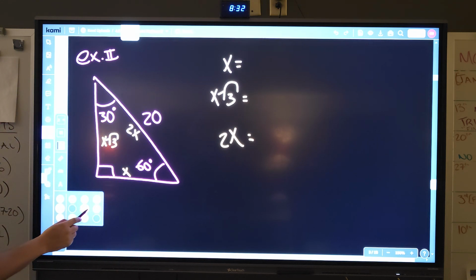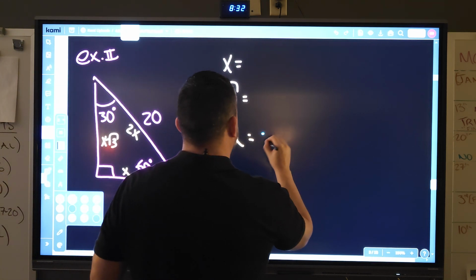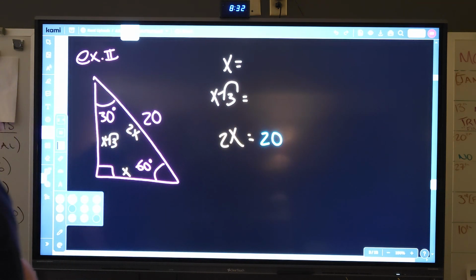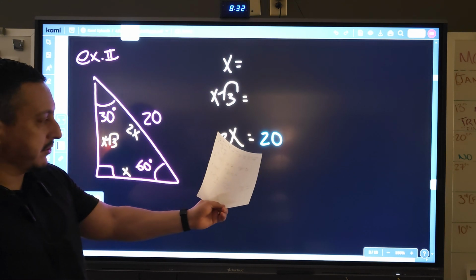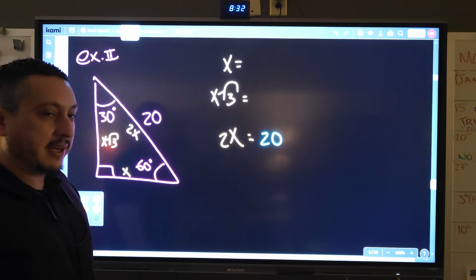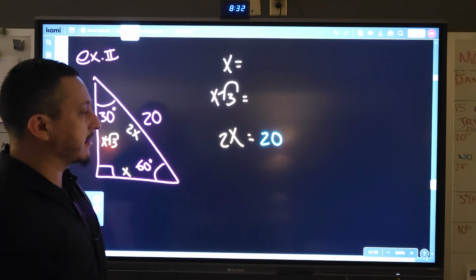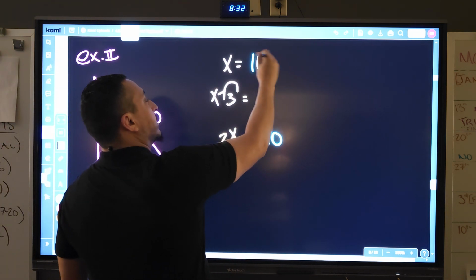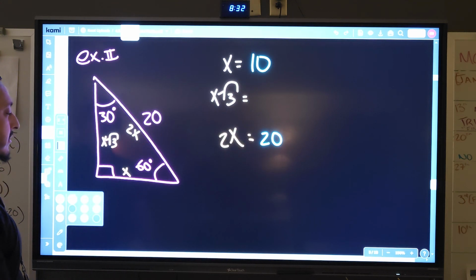So the value that they gave us is the hypotenuse, so that's the 2x. If I solve that simple equation, if I work backwards, I would divide both sides by 2. If I divide both sides by 2, x equals 10, because 20 divided by 2 is 10. So I know what x is now. So x is 10.